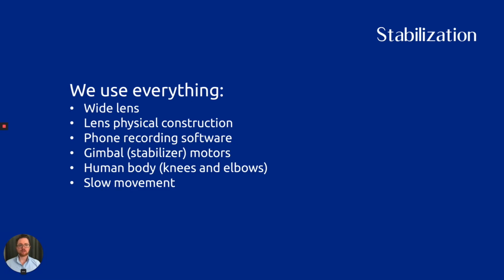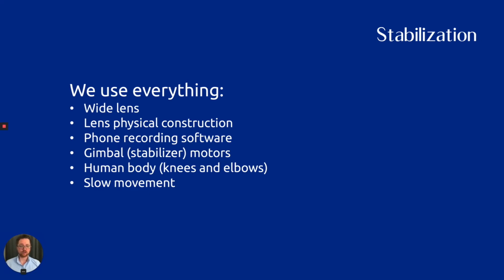In order to stabilize the video that you've seen, we have to use everything. We have to use a wide lens on the camera, in this case the iPhone. The lens itself is a floating lens and is stabilized. Some lenses are stabilized by magnets or other forms of construction. The phone itself has software which stabilizes the footage. We could potentially use a gimbal or stabilizer, and I'll show you that in a moment.